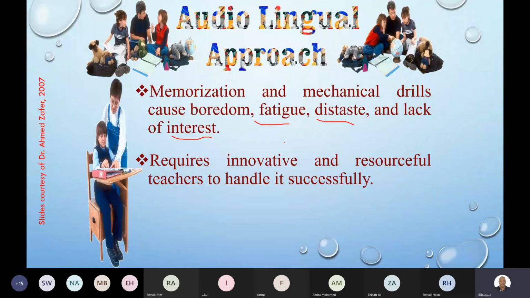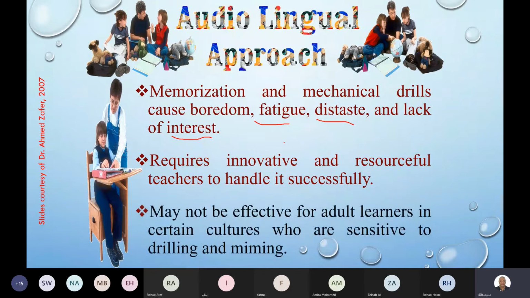Also, it requires an innovative and resourceful teacher to handle it successfully. Not all teachers can teach with it successfully, because they need to be near native speakers of the language, and they need to keep the classroom atmosphere lively and very active with the students, so that they do not have this type of boredom or fatigue. It might not be effective for adult learners, especially in certain cultures that are sensitive for drilling and miming.